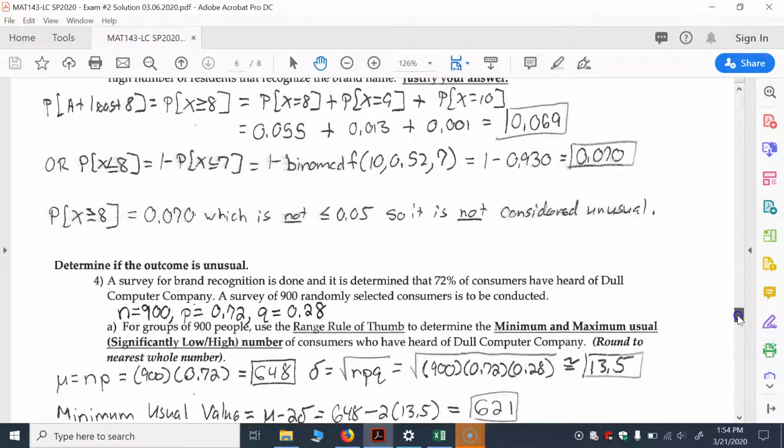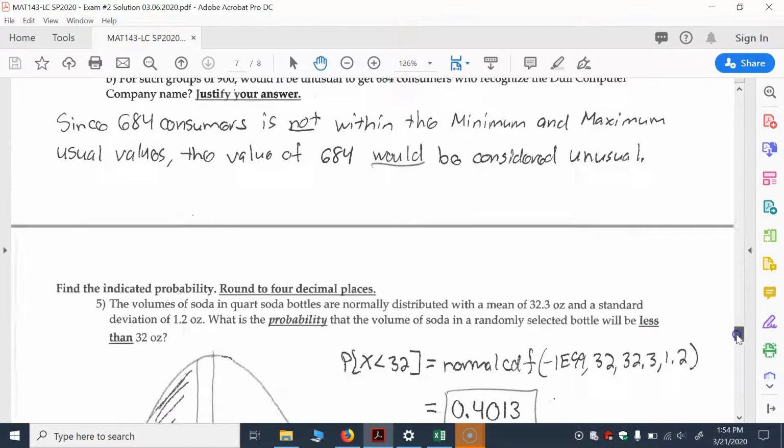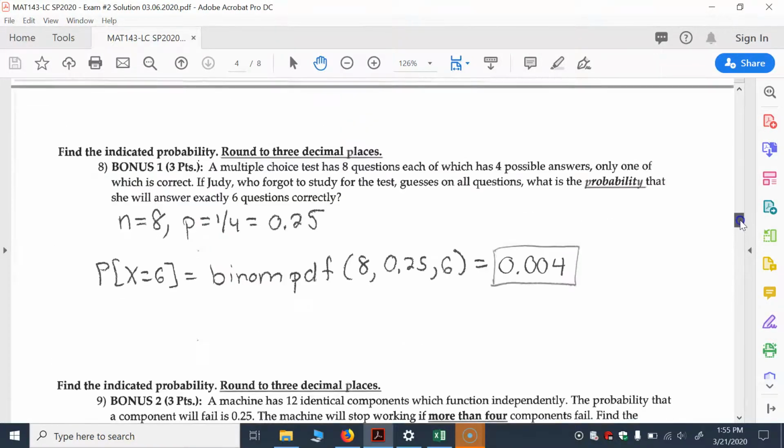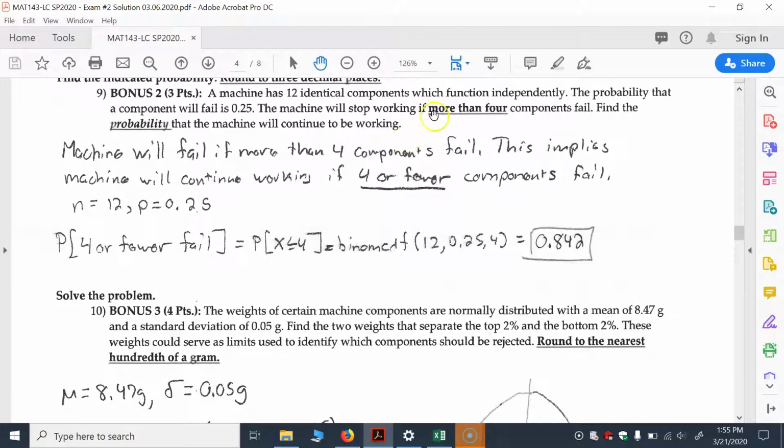And on Form A, now the machine will stop working if more than 4 components fail. That means it will continue to work if 4 or fewer fail. So again, that's probability of x less than or equal to 4. N is 12, P is 0.25. Again, we can use binomial CDF, and that probability would be 0.842.